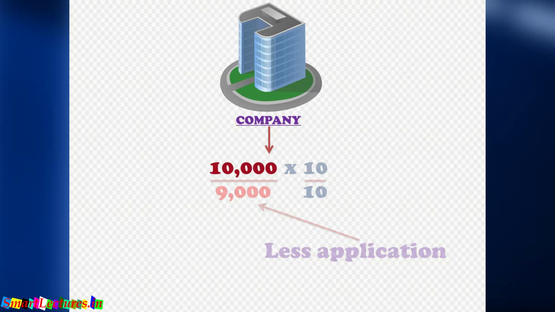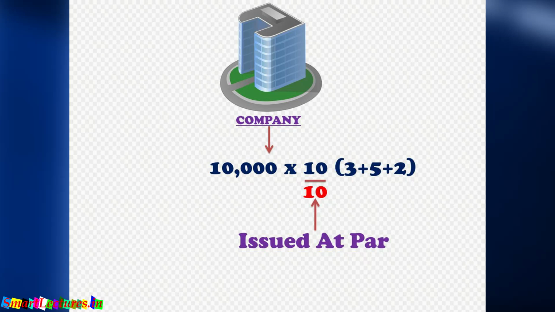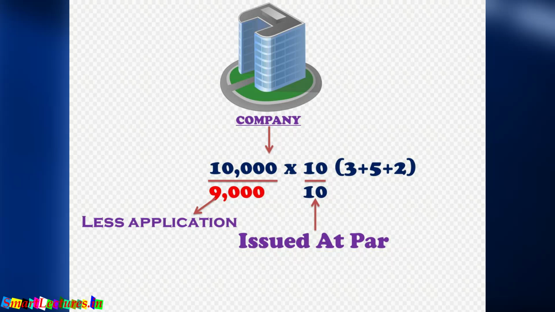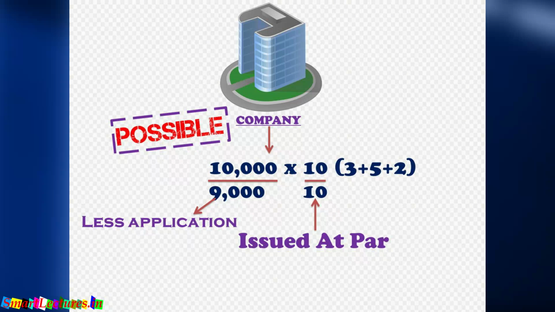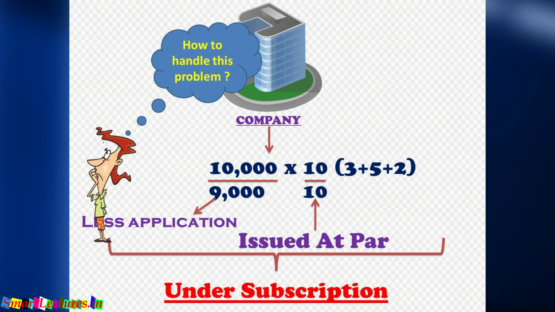For example, the company issues 10,000 shares of rupees 10 each, and the money was payable 3 plus 5 plus 2, at par. The shares were issued at par, but applications were received only for 9,000 shares. It means we have received fewer applications, and practically it is possible. If it happens, this situation is called under subscription. Now the question is how to handle this type of situation.